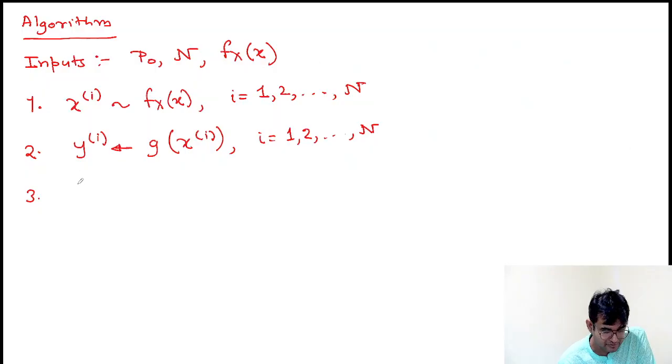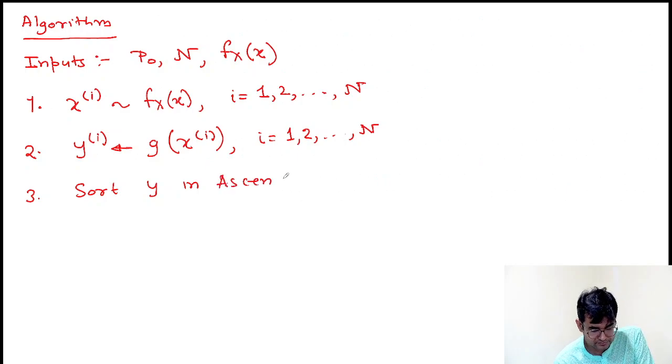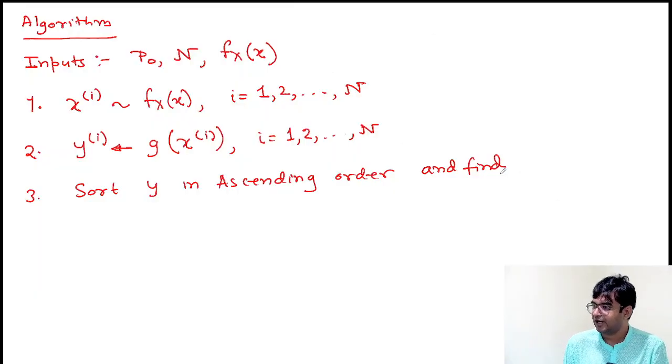Step 3, sort in ascending order. Okay, sort, I am writing y now, so y should include y1, y2, y3, yn. So sort y in ascending order and find, I am combining the next step from yesterday, and find the threshold. And how will you find the threshold? P naught is given to you. P naught multiplied by n should be the index. So y at the index P naught multiplied by n, right? And find threshold.